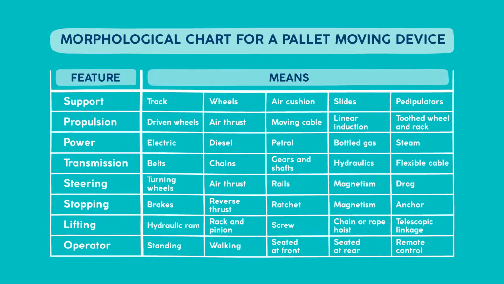Here's an example chart. This is for a device to move pallets around a factory, warehouse, or loading bay. One might envisage that a generic pallet moving device would comprise subsystems for support, propulsion, power transmission, steering, stopping, lifting, and operation. A series of ideas or means for fulfilling each of these has been developed in the chart. For example, for stopping, one might use brakes, reverse thrust, a ratchet, magnetism, or even an anchor.